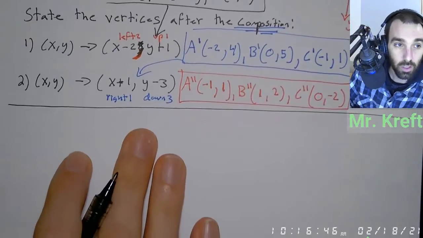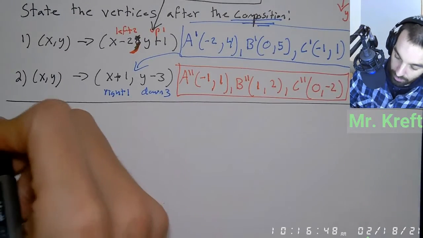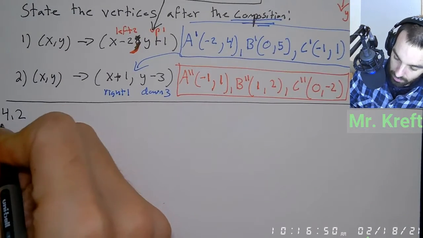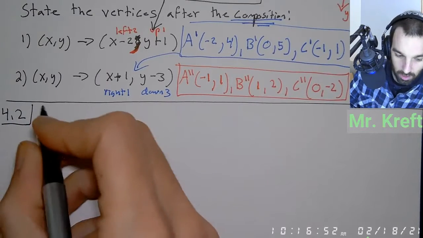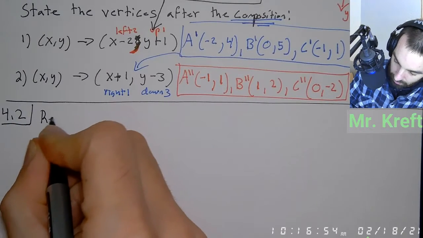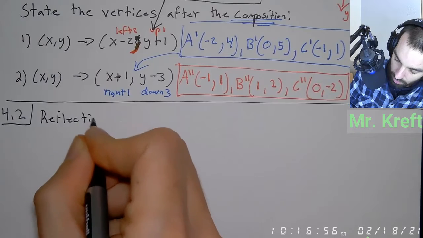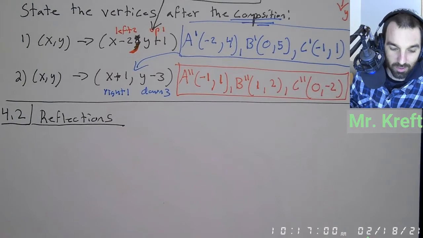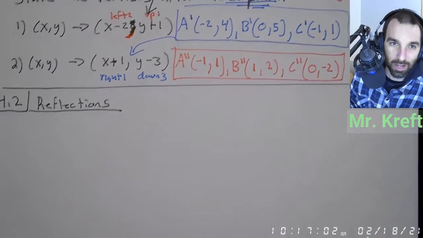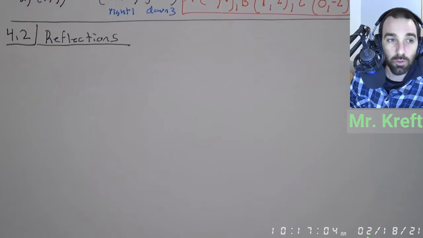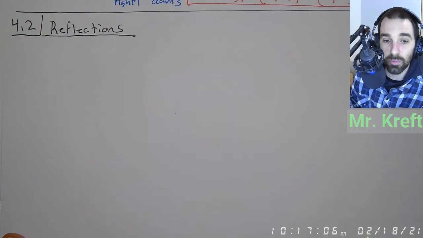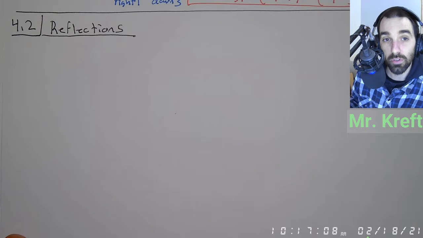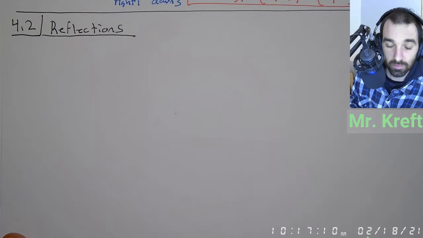All right. So what are we doing today? Well, we're going to learn a new type of transformation. We're going to talk about, so it's 4.2 in the book, reflections. Now, reflections are really easy to do on graph paper, but we don't have graph paper. And so we're going to have to rely a little bit more on algebra, which is always a little bit more difficult because it's less visual.